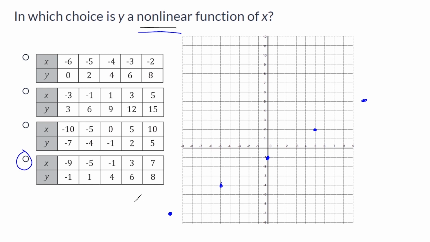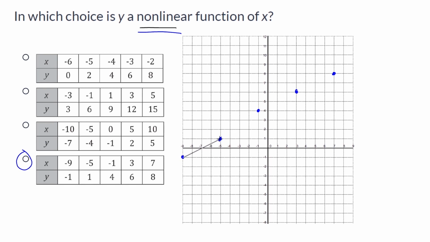But let's just go ahead and plot these points just to demonstrate this. So the first point is at -9, -1, -5, 1, -1, 4, 3, 6, and the last point is located at 7, 8. Now, if we glance at these points rather quickly, it might look as if they form a straight line, but upon further inspection, we can clearly see that they do not.